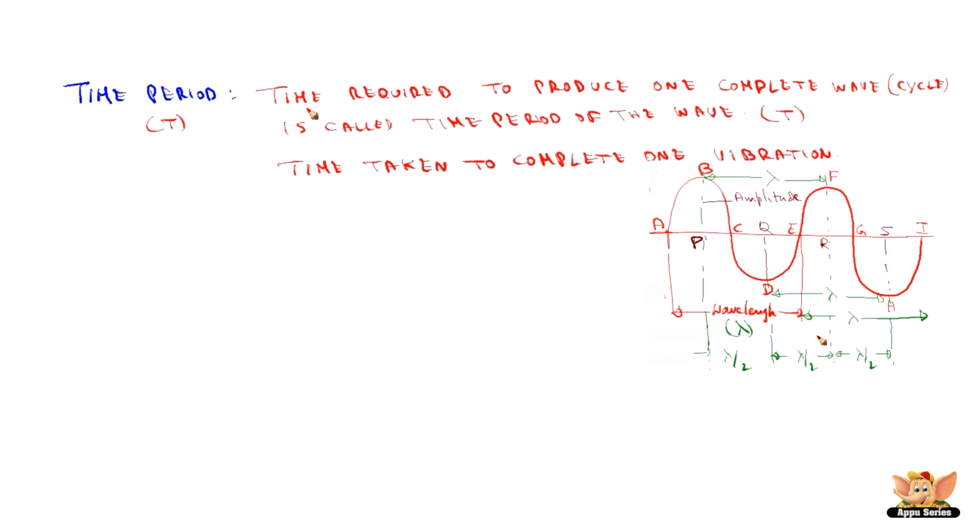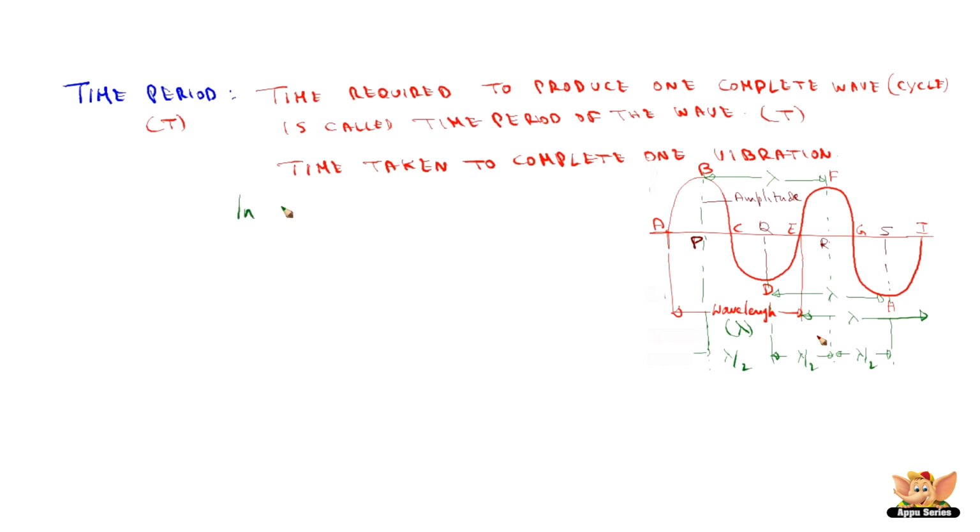So, the time period T is defined as the time required to produce one complete wave or a cycle. It is called the time period of the wave and is denoted by capital T. In other words, we can also say it is the time taken to complete one vibration. Basically, that vibration is what we are describing through these parameters, so we will put all these definitions in terms of vibration too.